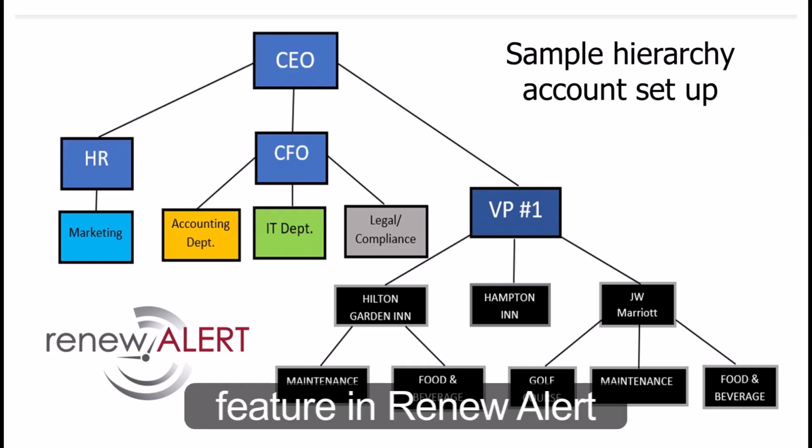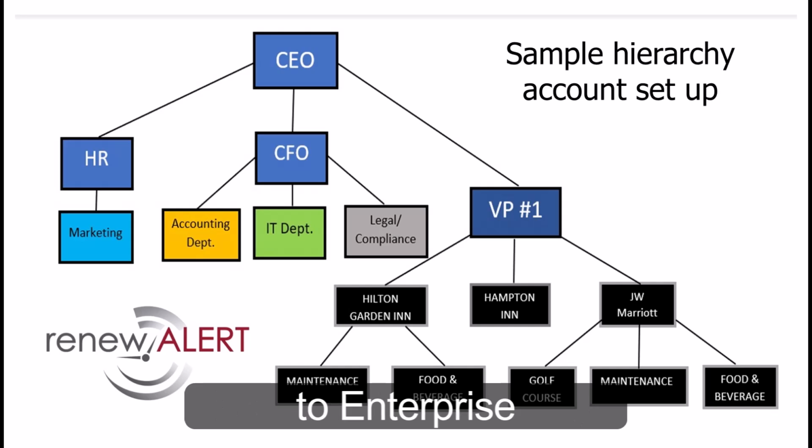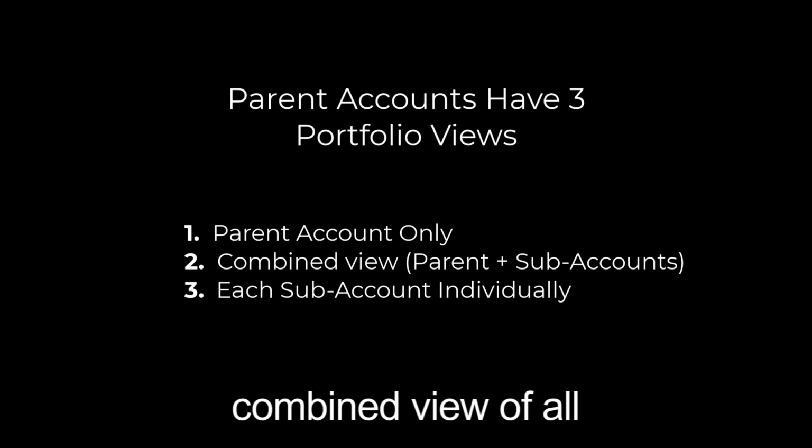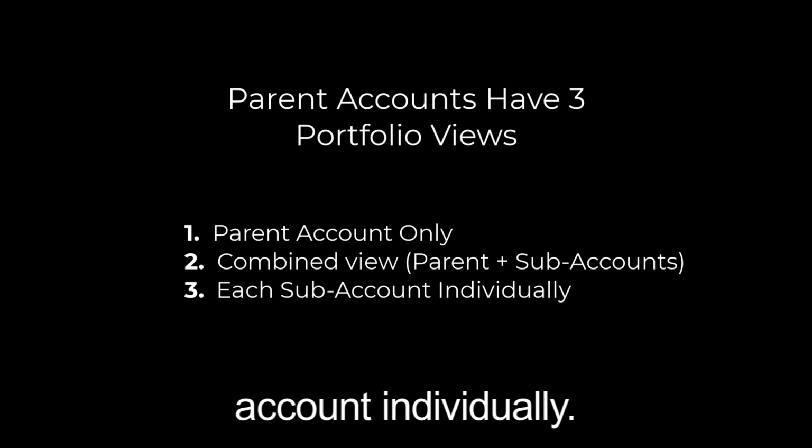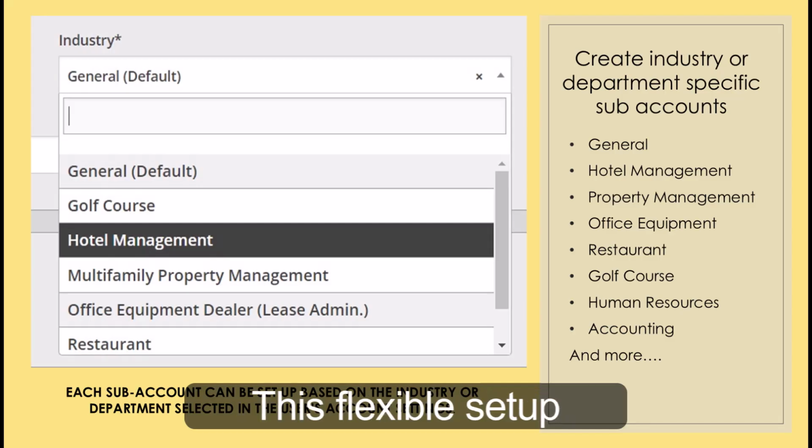The Hierarchy View feature in RenewAlert is available exclusively to enterprise subscribers. It allows users to create a structure of parent and sub-accounts. Parent accounts can see a combined view of all activity across their linked accounts or drill down into each sub-account individually. This flexible setup supports multiple layers of sub-accounts.